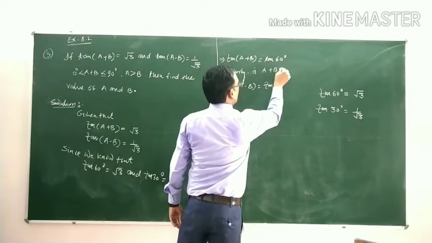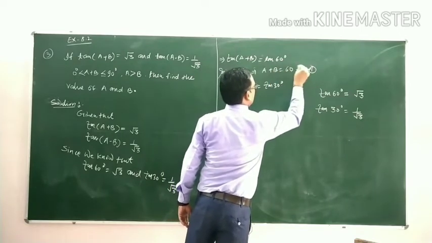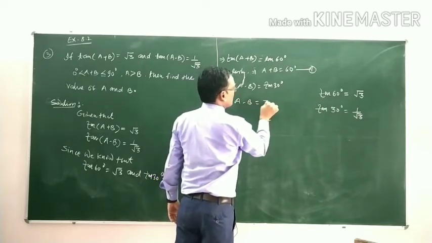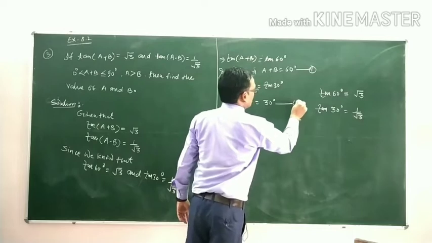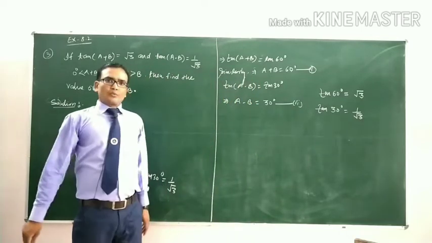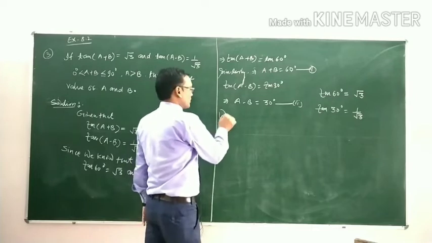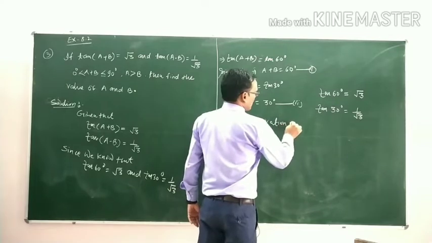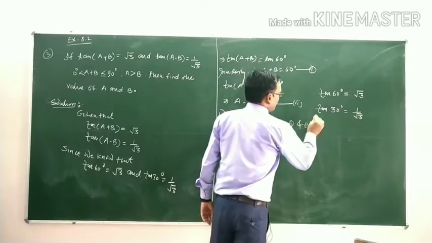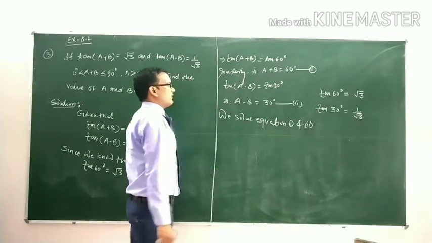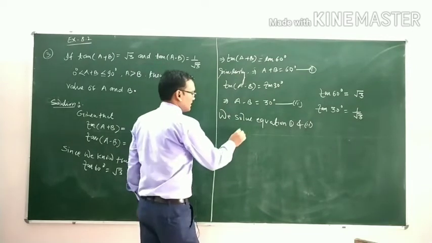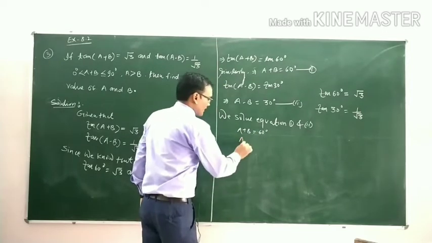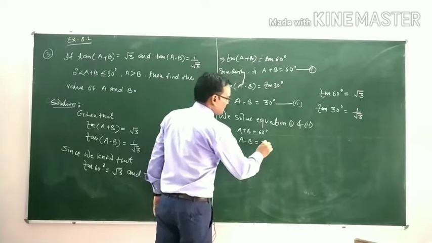This gives A + B equals 60. This is equation first. And this gives A - B equals 30. This is equation second. We solve equations first and second to find the value of A and B. Here A + B equals 60 and A - B equals 30.